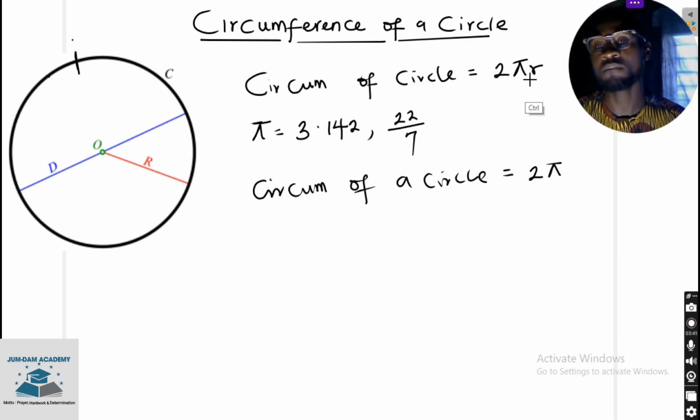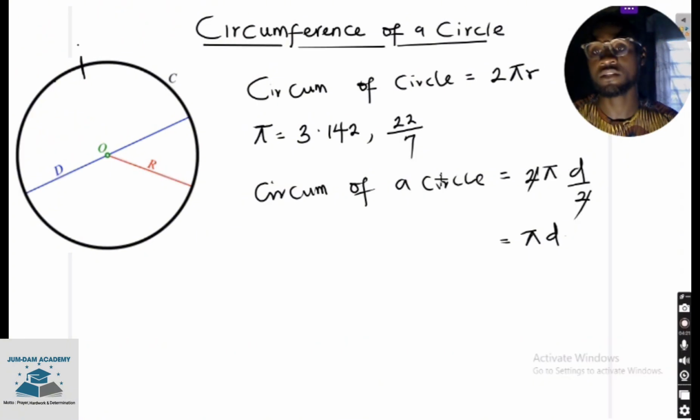So 2 pi, meaning that this r is diameter divided by 2. So if I say 2 here 1, 2 here 1, I'll be left with pi d, meaning that circumference of a circle is equal to pi d. So I can take this formula or this formula depending on the question given to me. In a case where the question gives diameter, you can just say pi multiplied by the diameter, and you have the circumference of the circle. But in a case where you have a radius, then you just calculate using 2 pi r.